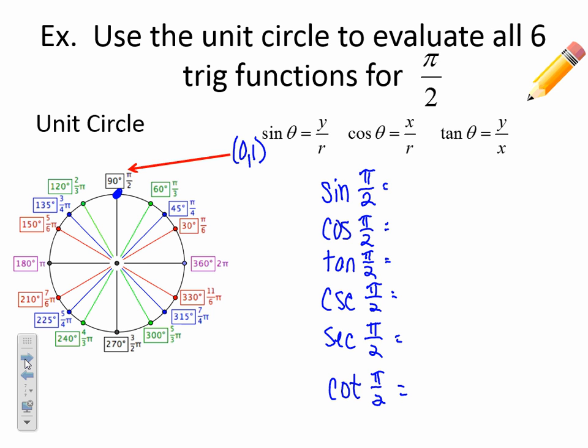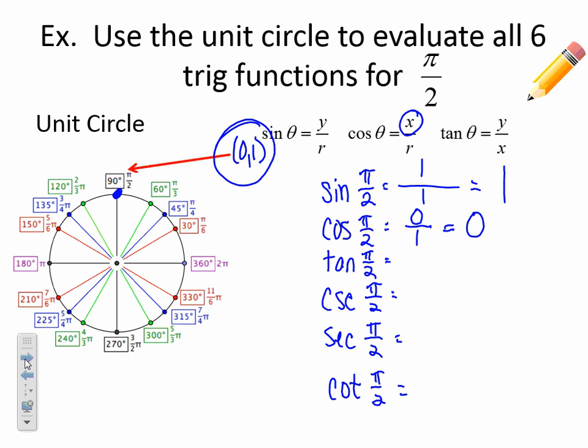Okay, so now let's set up those fractions. So sine is y over r. Look at your point, look at your coordinates up there. The y value is a 1. The radius is always going to be a 1 because it's a unit circle. So 1 over 1 makes 1. Now let's do cosine. Cosine is the x value over the r. So the x value is 0. The radius is 1. 0 divided by 1 is 0.